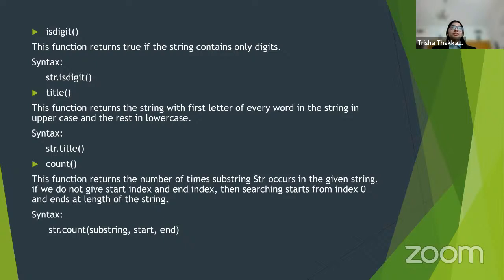Count function. This function returns the number of times substring str occurs in a given string. If we do not give the start index and the end index, it takes the start index as 0 and the end as the length of the given string. The syntax is str.count(substring, start, end).